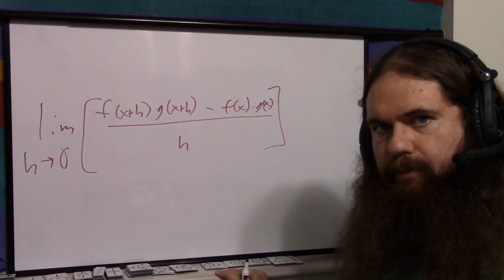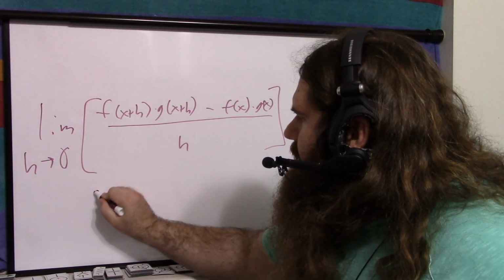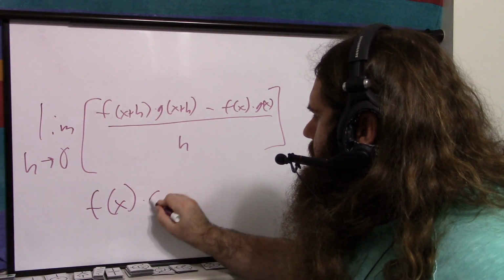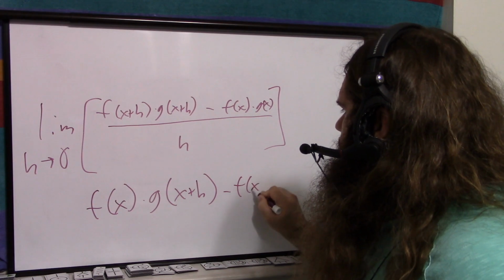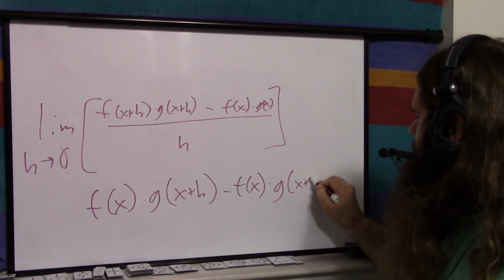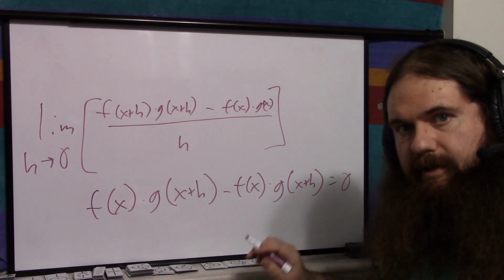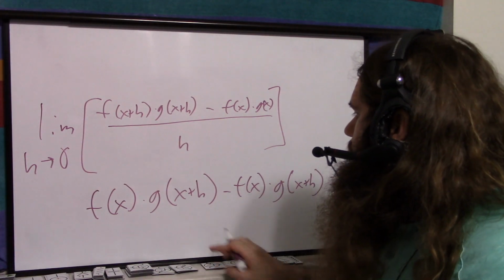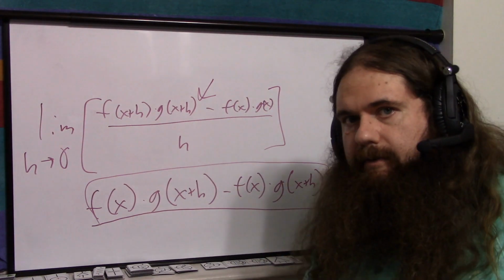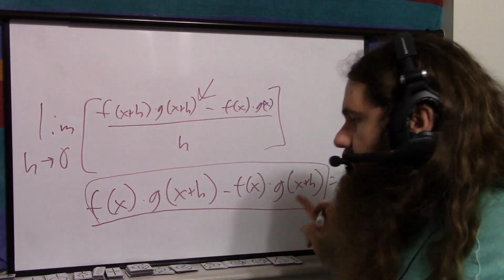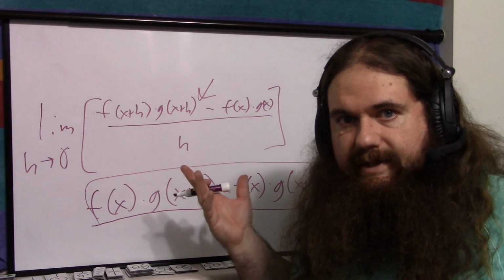So what was even the point of doing that? What is f of x times g of x plus h minus f of x times g of x plus h? That's 0, it's just something minus itself. In other words, I can take this whole thing right here and just shove it right in there. Because it's 0 anyway, it's just something minus something. No matter what it is, it's 0, isn't it?